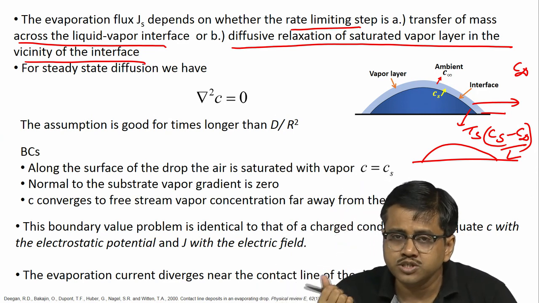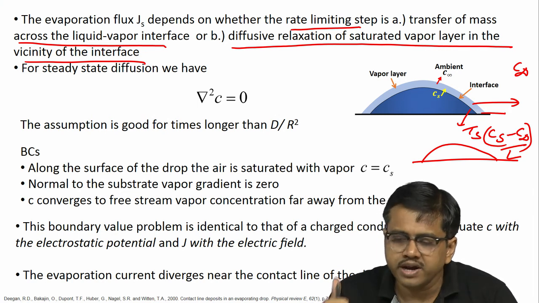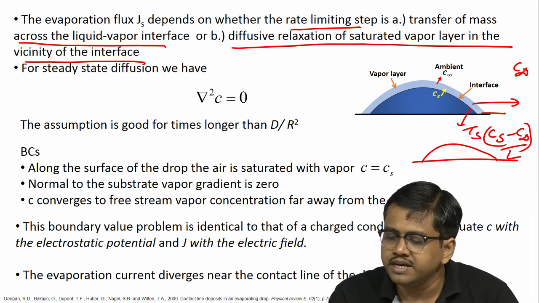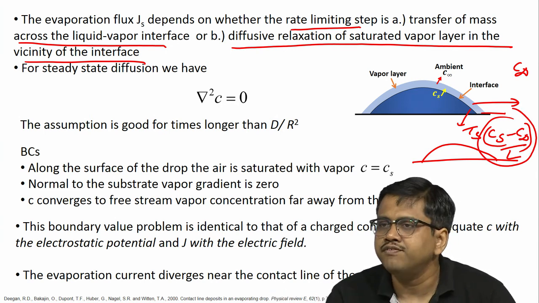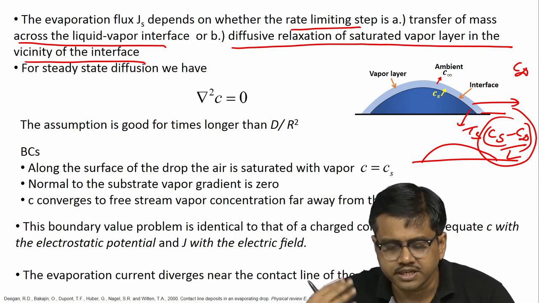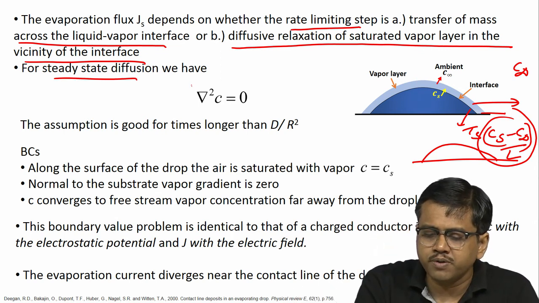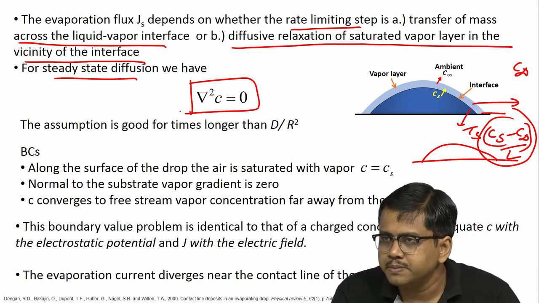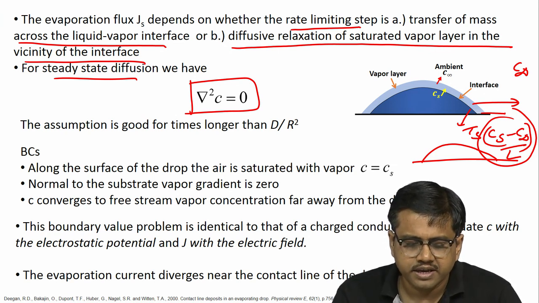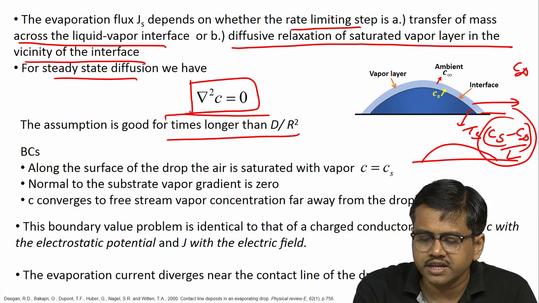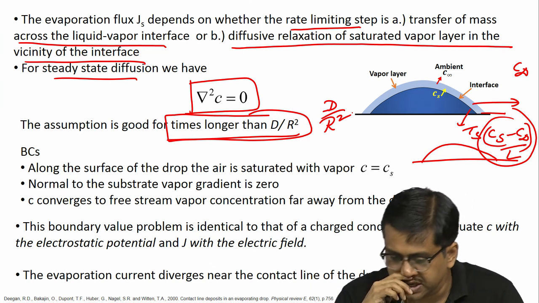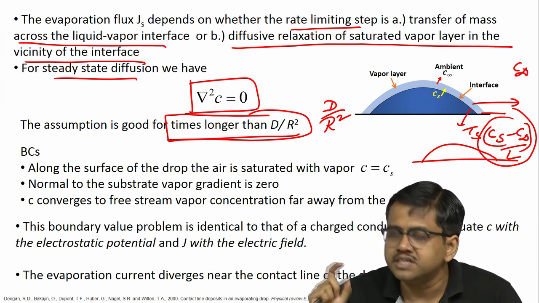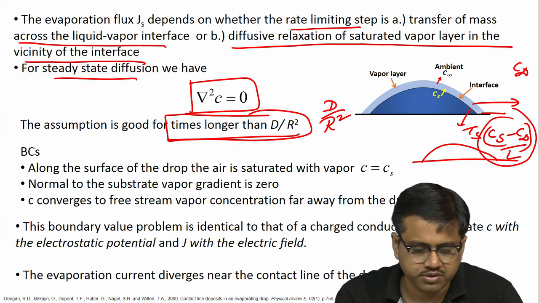So, the rate limiting step, which one basically throttles the process? One is the transfer of mass and the other one is this diffusive relaxation, that means how fast it can actually relax so that the mass can go. For a steady state diffusion problem, it is basically a Laplace operator, because it is essentially like a conduction problem. The assumption is good for times which are longer than R squared by D, where D is the diffusion coefficient. That is the time scale it takes for the diffusion to happen.